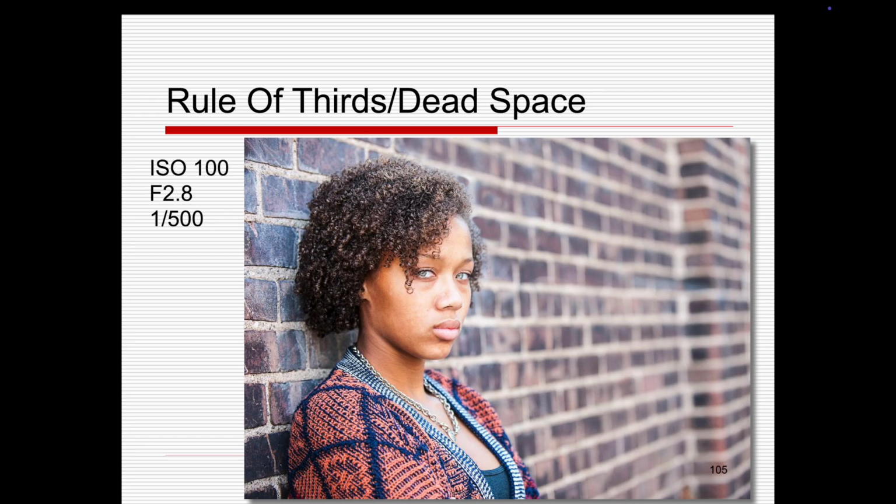Notice how I have the subject on one of the vertical lines of the rule of thirds, and all of this other dead space just kind of helps to focus our eyes on her. I'm focusing on this eye that's closest to my lens. We can see face, hair, sweater, necklace, everything else is in good enough focus. We even have a little bit of focus here behind her.